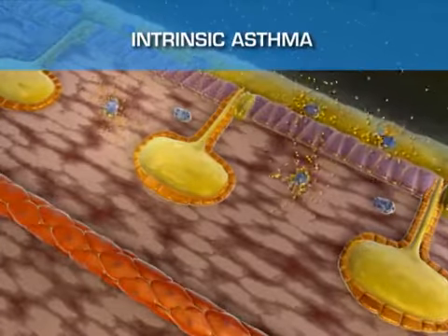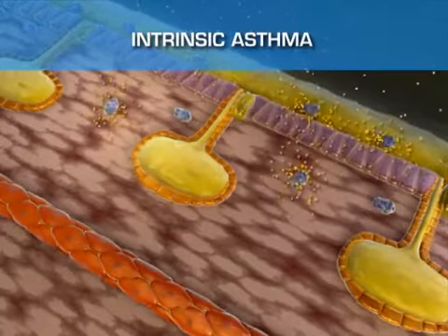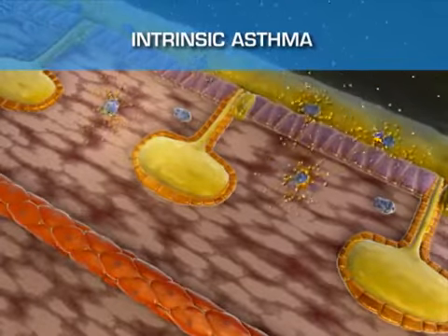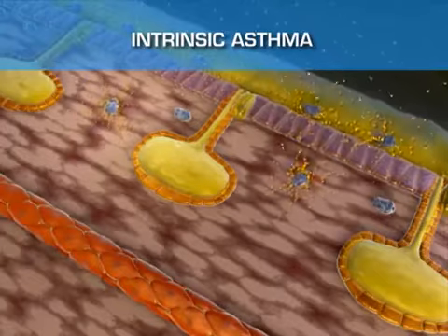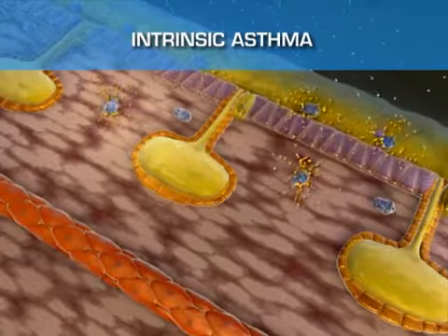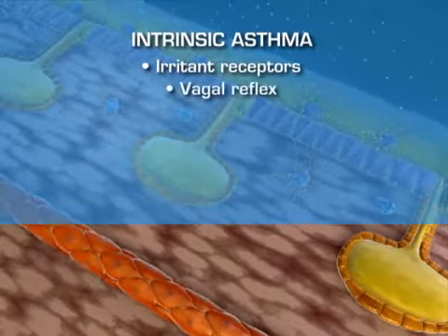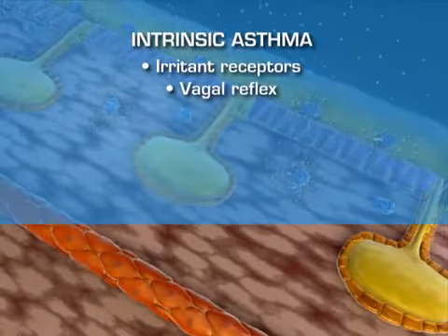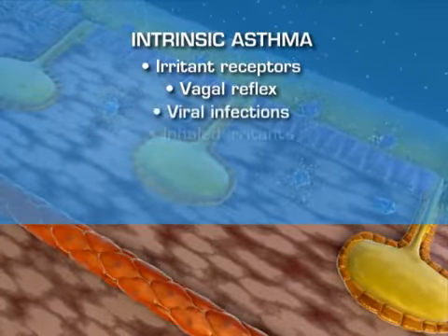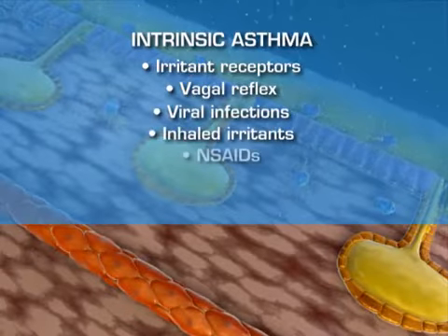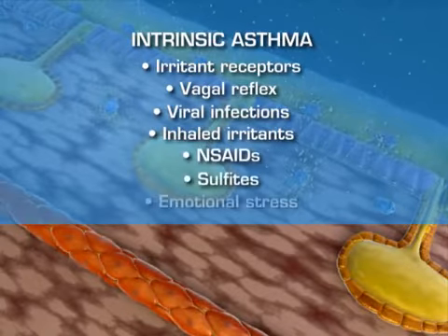Intrinsic, non-atopic asthma is initiated by diverse non-immune mechanisms. However, many people have overlapping symptoms. Intrinsic asthma is triggered by irritant receptors and vagal reflex. Intrinsic asthma is often triggered by viral infections, inhaled irritants, NSAIDs, sulfites, and emotional stress.